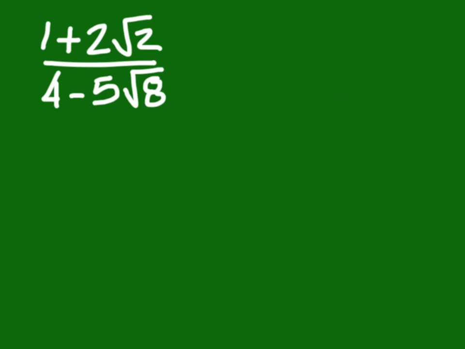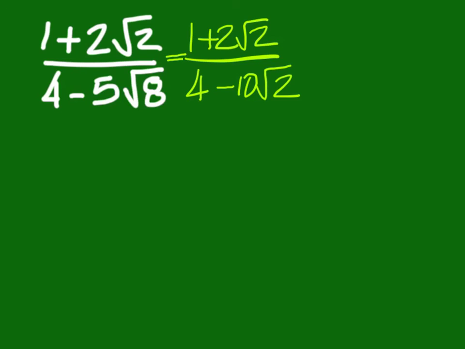On this problem, it would be a good idea to simplify first. The top is okay, but on the bottom, we can have the square root of 8 breaking up as 4 and 2. That would leave you with 10 square root of 2. Now multiply the top and the bottom by 4 plus 10 square root of 2.